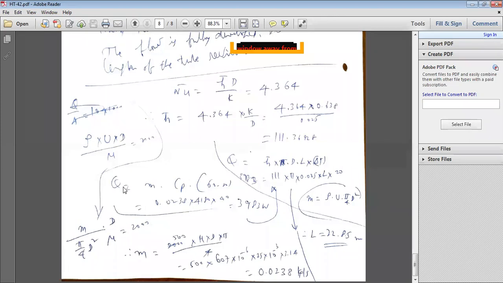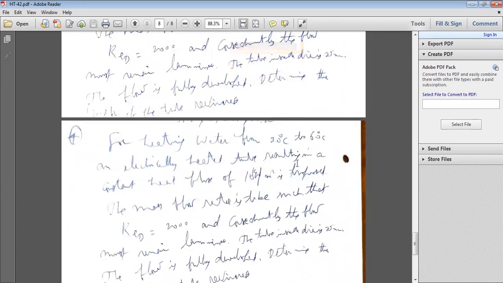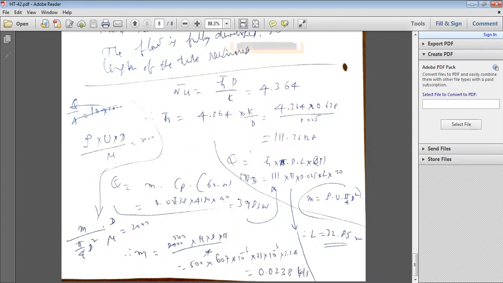So how do you calculate the heat transfer rate? Q is equal to m into Cp into delta T. Here it is water. Temperature increases from 20 to 60. So m is 0.0238 into specific heat 4178 for water into 60 minus 20, 40. That is the heat transfer rate, 3983 watts.